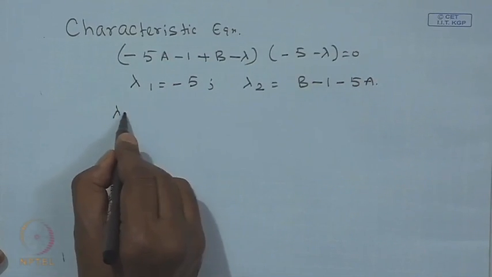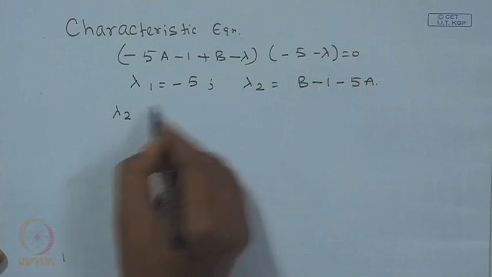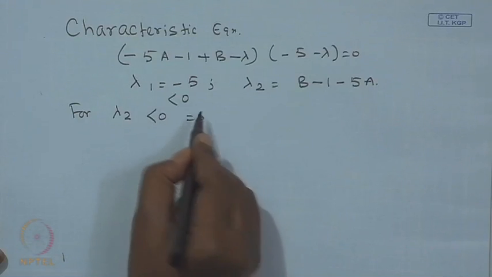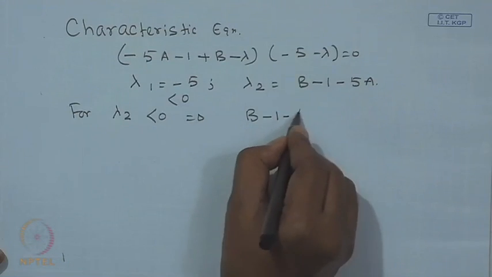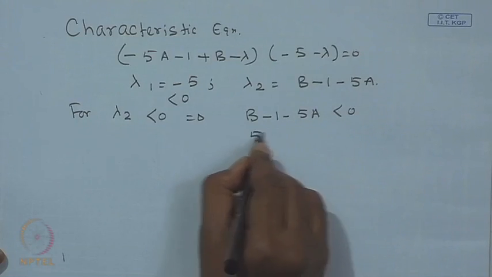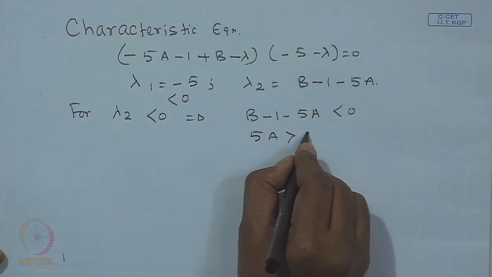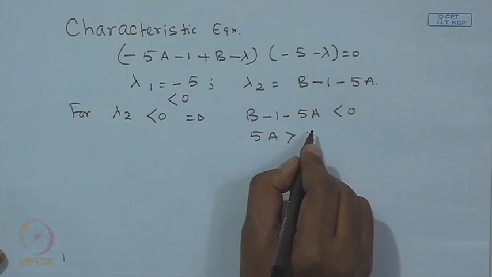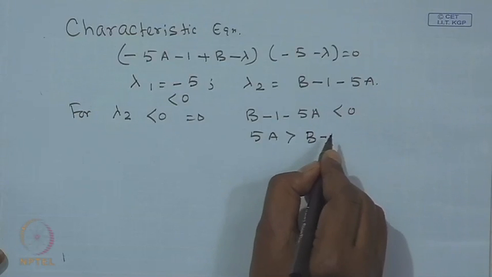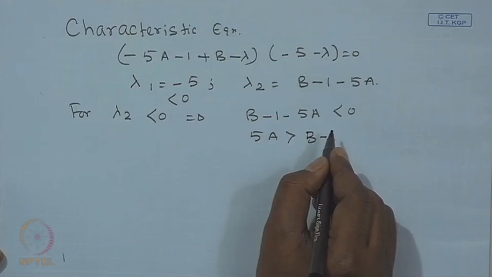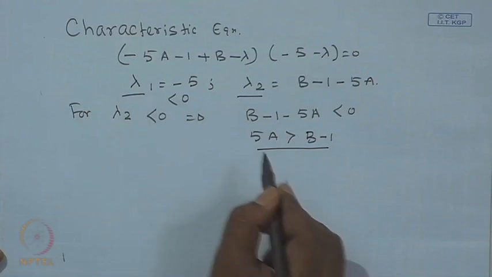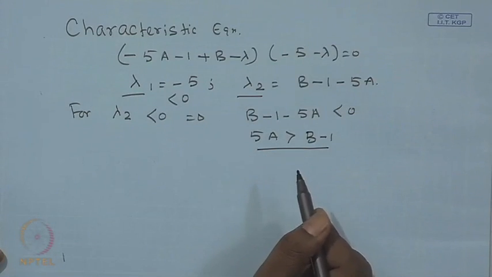Now, lambda 1 is minus 5, it is less than 0, and for lambda 2 to be less than 0, we have to have b minus 1 minus 5a should be less than 0. So, therefore, 5a should be greater than b minus 1. So, that is the condition so that both roots are negative and you will be having this steady state stable.